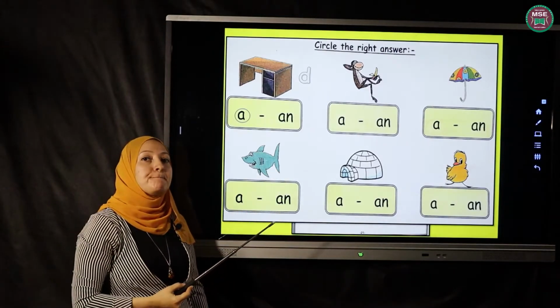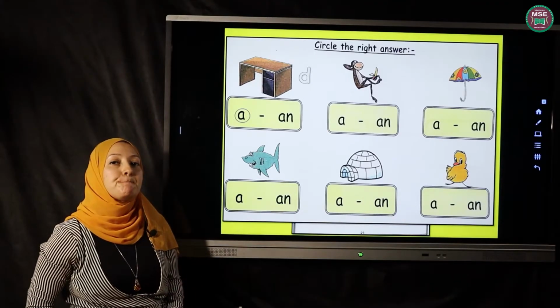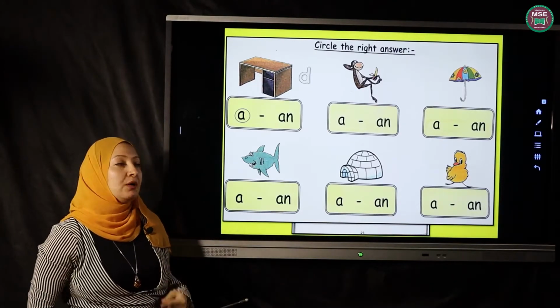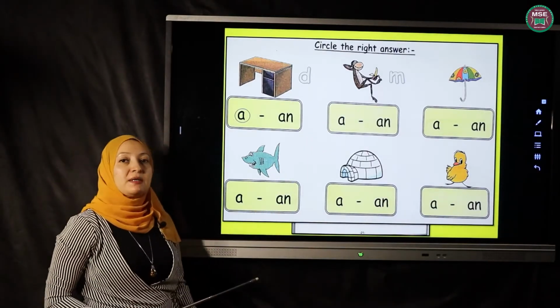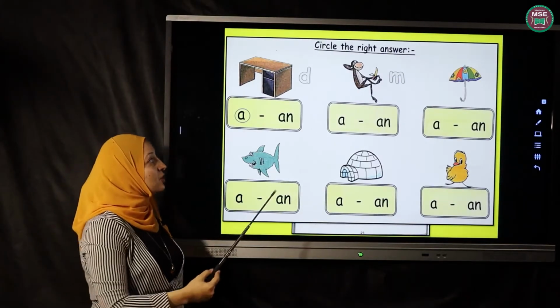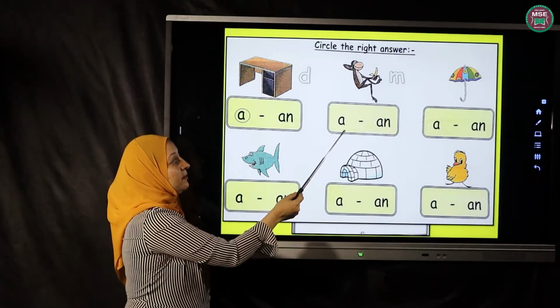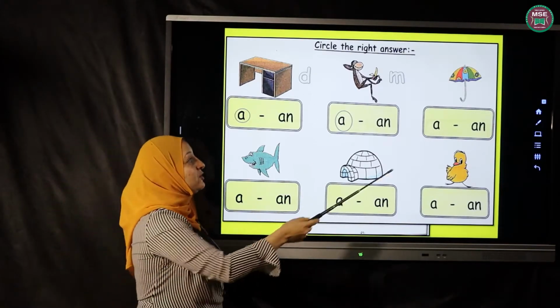Now here, what's this? It's a monkey. Tell me what's the first sound in monkey? It's M, which is letter M. I have to ask myself, is it one of the 5 vowels or no? No, it is not. So we're gonna circle, yes, Mr. A.